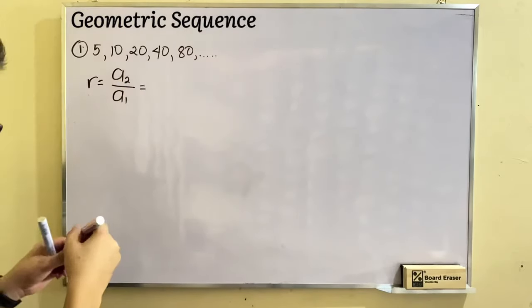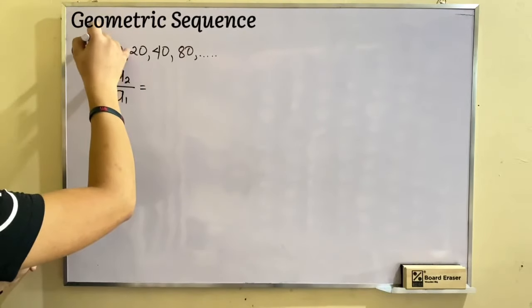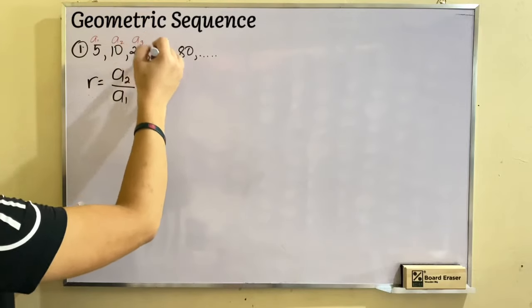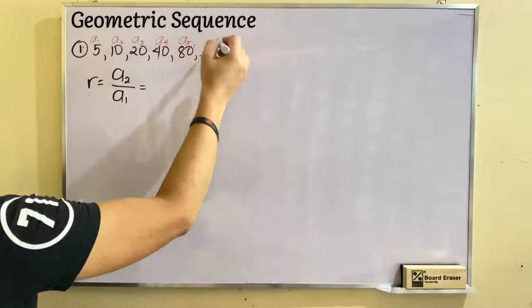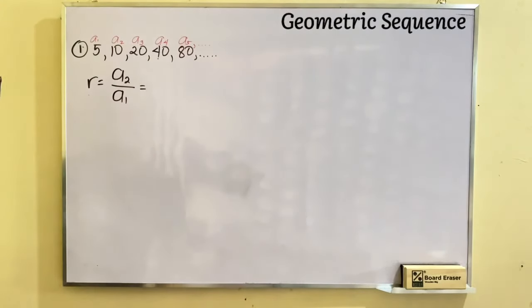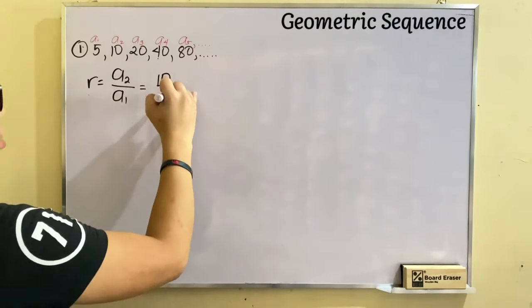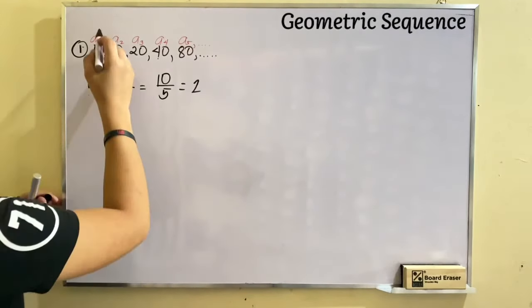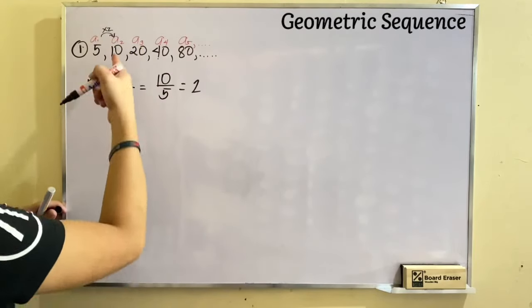Ano yung a sub 2? Tatandaan. So sa isang sequence, ito yung a sub 1 or first term, a sub 2, second term, a sub 3, third term, fourth term, fifth term, and so on. Okay, so isolve natin. A sub 2 divided by a sub 1. A sub 2 is 10 divided by a sub 1, which is 5. 10 divided by 5 is 2. So, dito, 5 times 2 is 10.